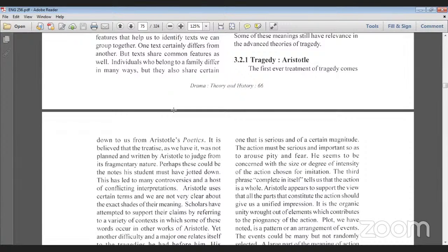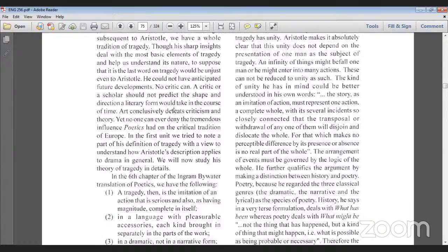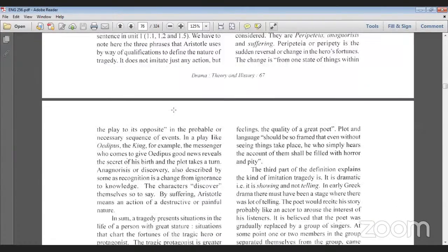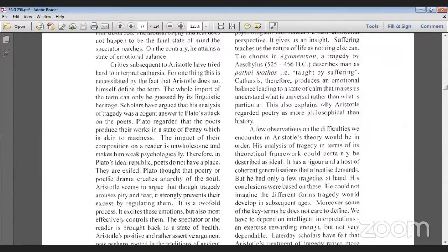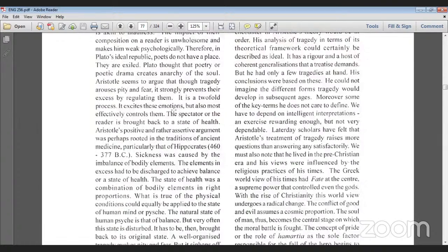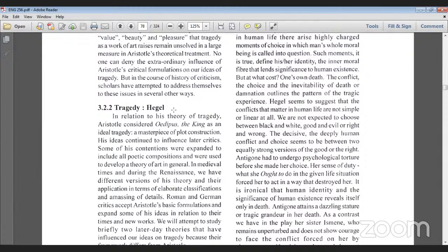It is believed that the treatise as we have it was not planned and written by Aristotle, to judge from the fragmentary nature. Okay, so this is the part where you can learn. Page number. Then there they have given a tragedy with a Hegel.